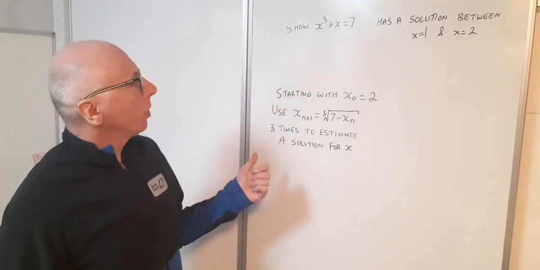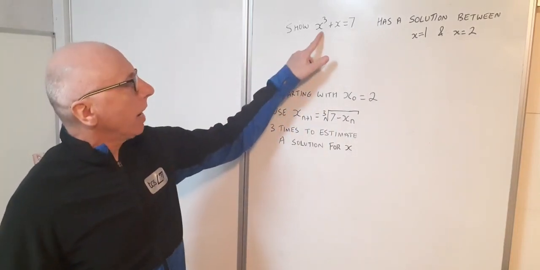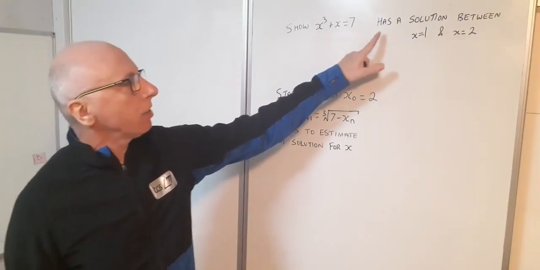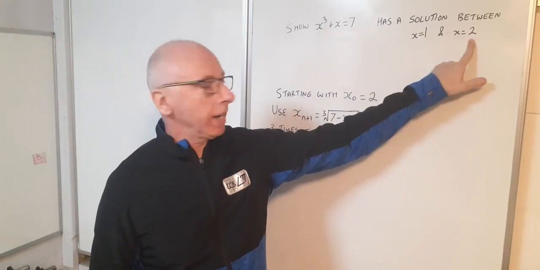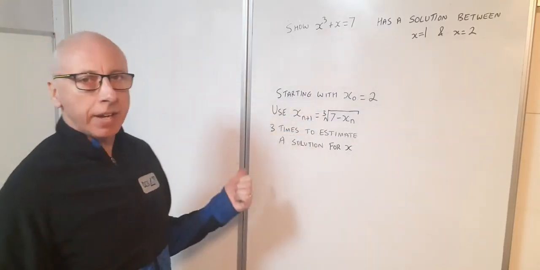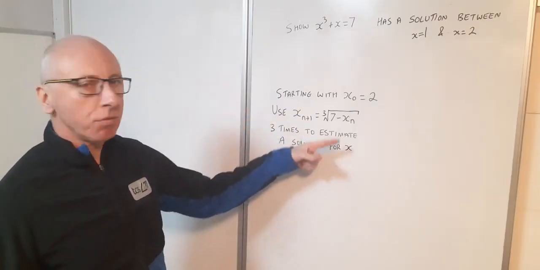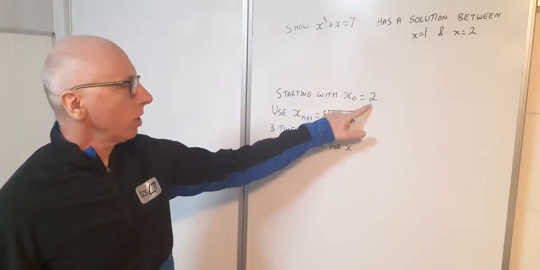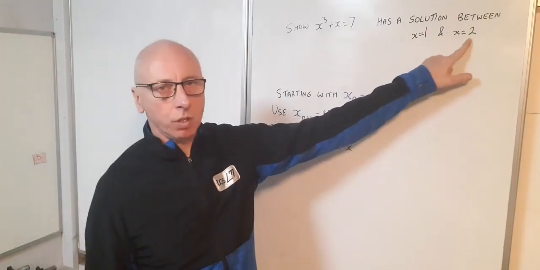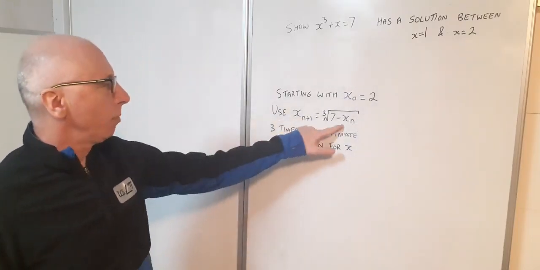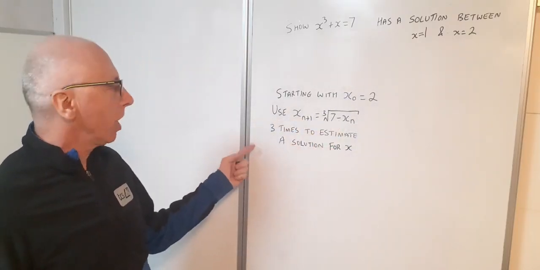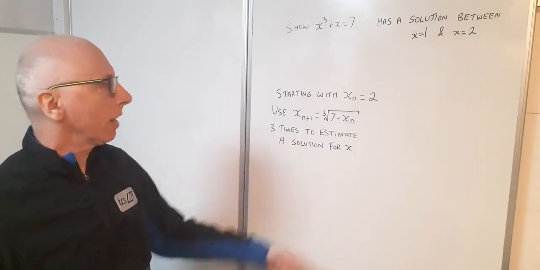So in this video, what we want to do is show that x cubed plus x equals 7 has a solution somewhere between x is 1 and x is 2. And then after that, we're going to use this iterative formula where x naught equals 2, hence we've got a 2 here. Using this formula, we're going to use that formula 3 times to estimate a solution for x.